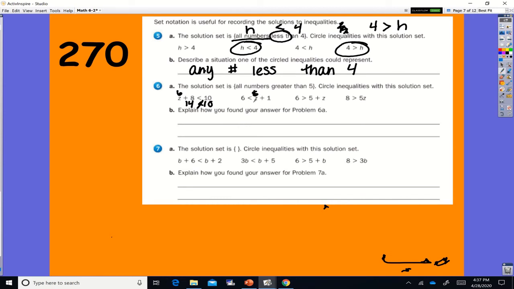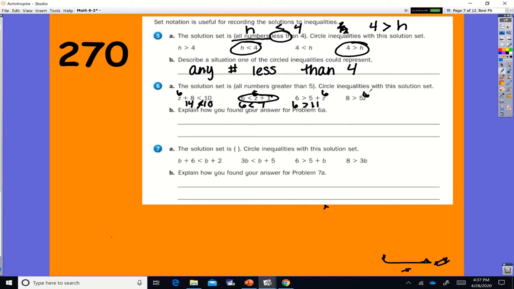I put in 6 because it has to be greater than 5. 6 plus 1 gives me 7. Is this solution set true? 6 is less than 7. Yes. I put in 6 here. 6 plus 5 gives me 11. Is 6 greater than 11? No, so that's not going to work.